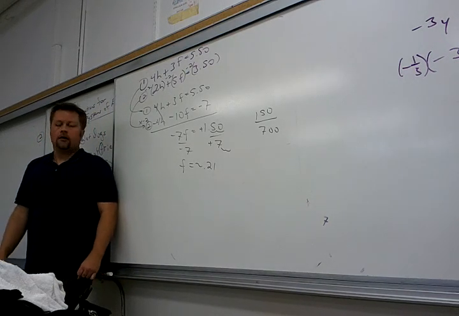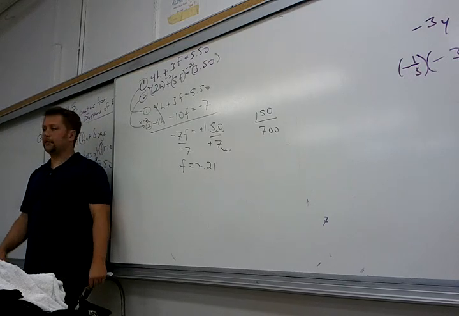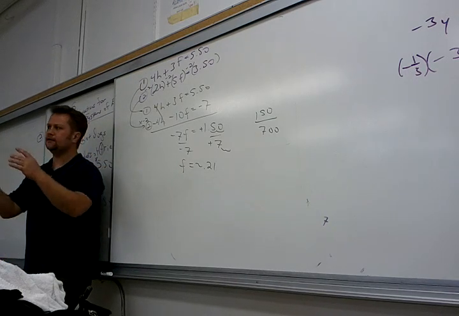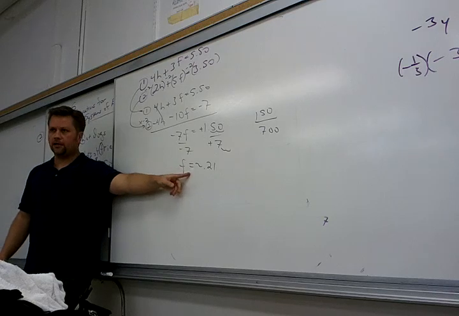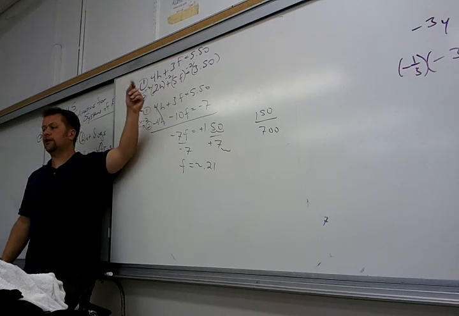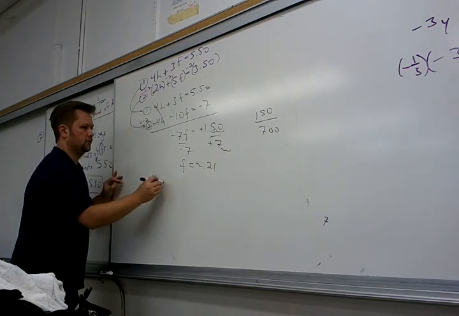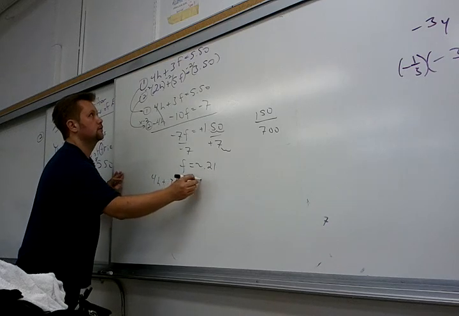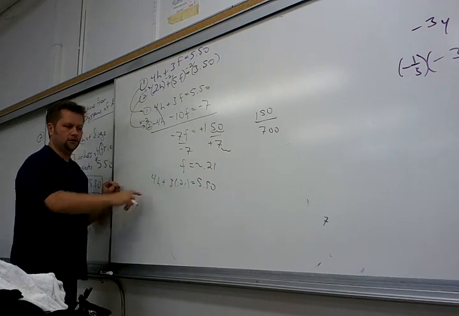But then you go 4H plus 3 times... Now it's the same idea as in that last section. Once you get one letter, you plug it in to get the other letter. So I could do, like you're saying, 4H plus 3 times 21 cents equals 5.50, and then solve for H.